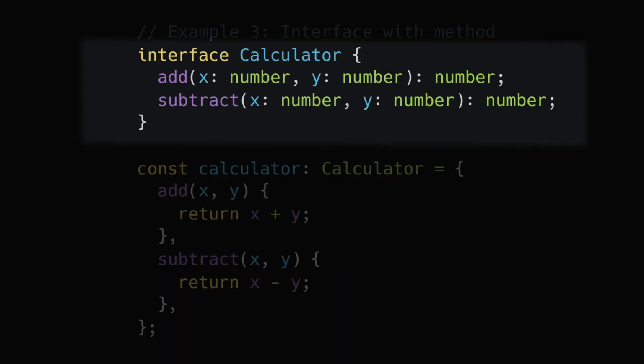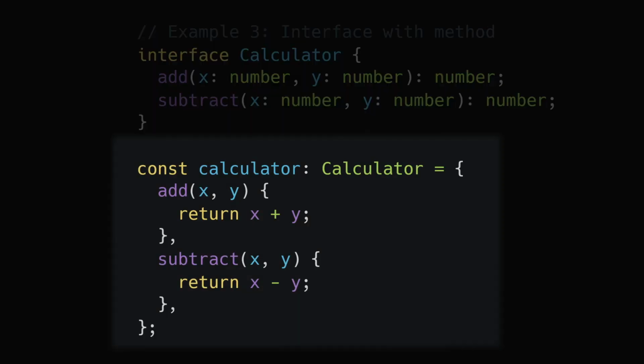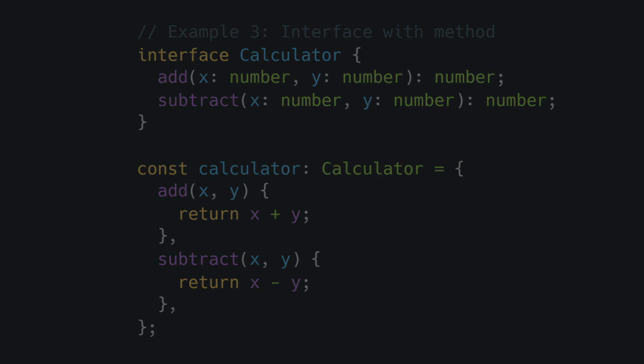In the calculator example, you can see that the calculator interface is used to define the structure of a calculator object, specifying methods like add and subtract that take in two numbers and return a number. By using this interface, we can enforce that calculator objects in our codebase implement these methods, ensuring consistency and providing a contract for calculator functionality. As you can see, by using interfaces, we can enforce consistency and ensure that objects conform to a specific structure throughout our codebase. Now, let's look at types.